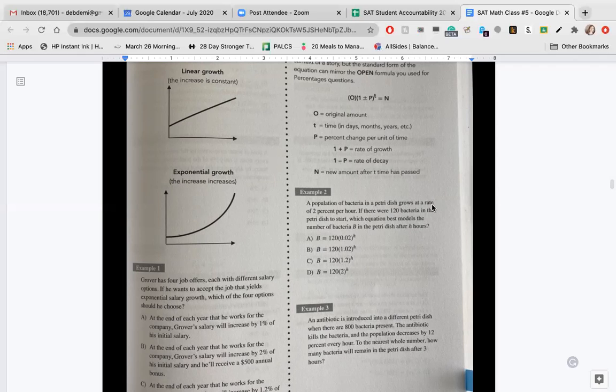Okay, so good. You guys did really well on this one. See, I told you, this is one of those problems where you can get some extra points just from knowing this little formula. So look at that. We have percent increase. What is our rate? 2%, so it's going to be 0.02. And we have our initial amount, which is 120. And then it's going to be 1 plus our percentage, 1.02. And the time is hours, so we put the H.